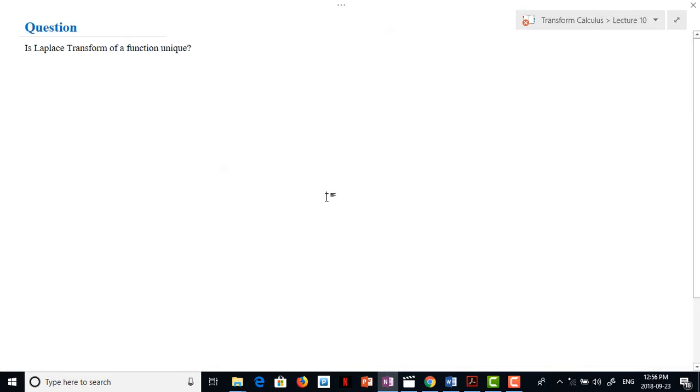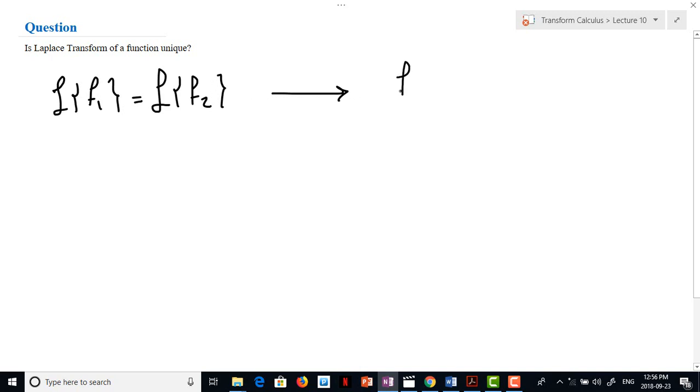In the next part, I have a question. Is the Laplace transform of a function unique or not? We will see here that the Laplace transform of a function is not unique. For example, if we have the Laplace transform of f1 equal to the Laplace transform of f2, we cannot say that f1 should be equal to f2. No, we cannot say that.